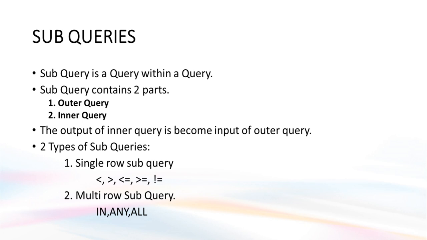So we have two types of queries, the outer query and the inner query. The outer query will get the input from the inner query. So the output of the inner query becomes the input of the outer query. I'll tell you how we need to use single row subqueries and multi row subqueries. There are two types of subqueries we have. Let us see an example, then you will understand.